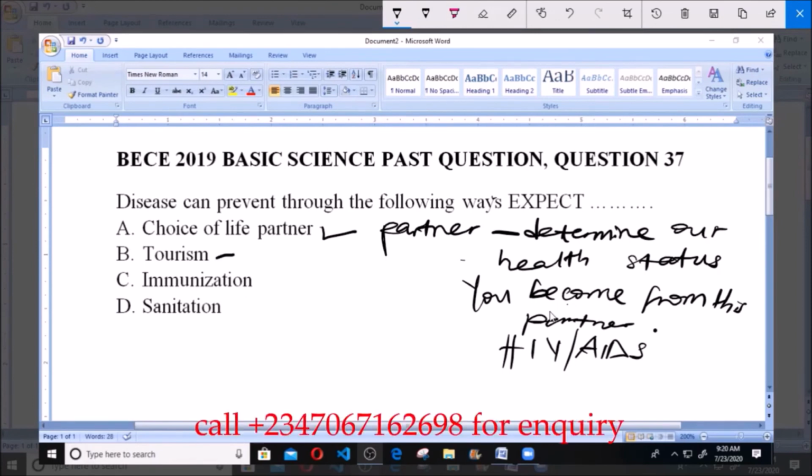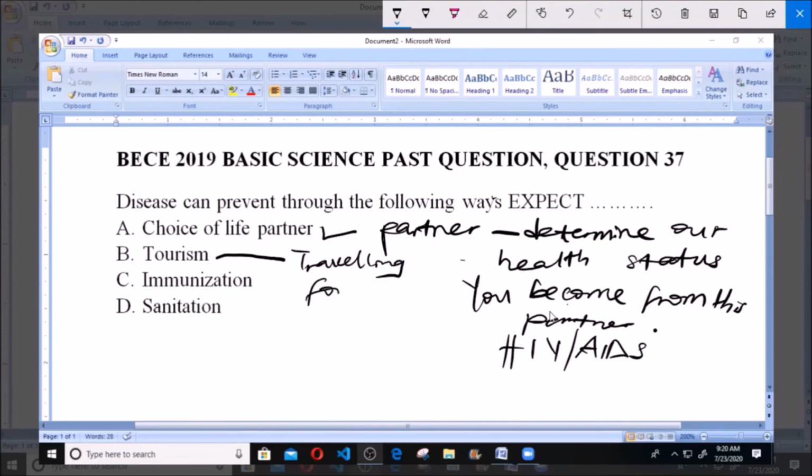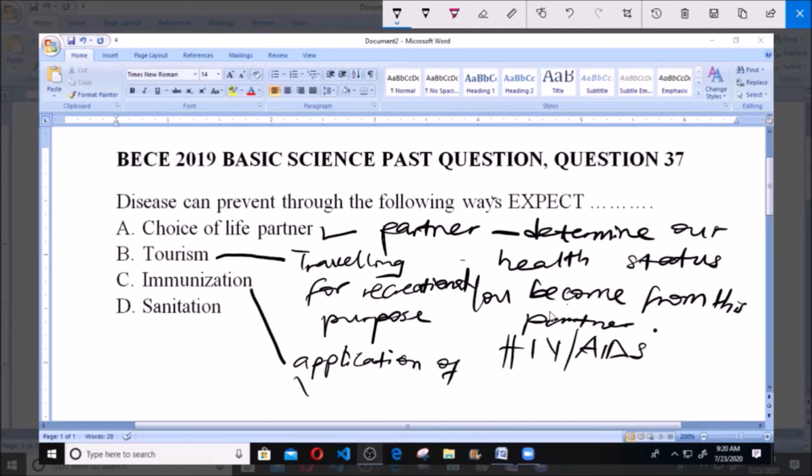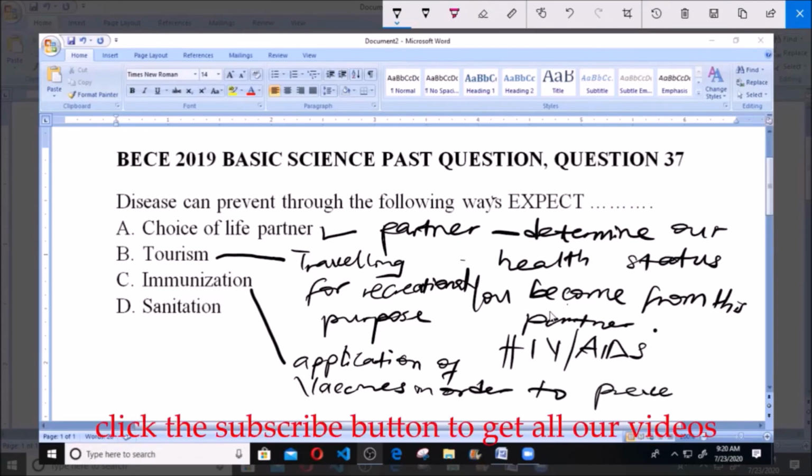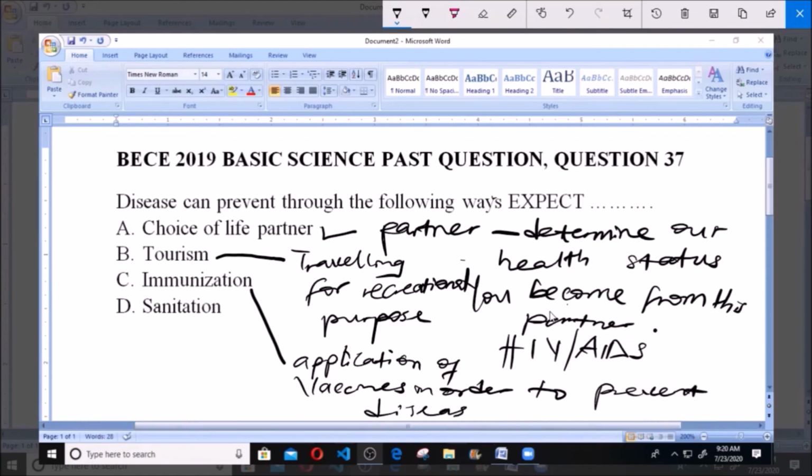Now B here says tourism, and we know that tourism simply means traveling for recreation or for recreational purpose. That is, you travel to see different places, different things, just to feed your eyes. So you see that tourism is not actually a way of preventing disease. Now C says immunization. Immunization simply means the application of vaccines in order to prevent disease. So immunization is a way of preventing disease. Now D says sanitation, and sanitation simply means keeping the environment clean. It's an act of keeping our environments clean.